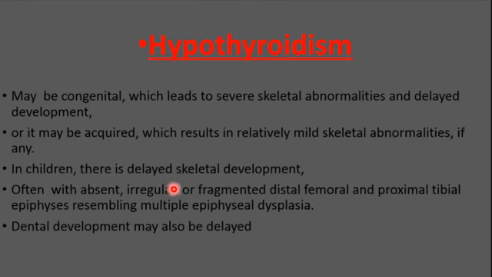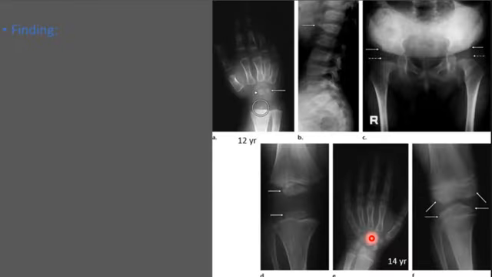Children, there is a delayed skeletal development, often with absent, irregular, fragmented distal femoral and proximal tibial epiphyses, resembling multiple epiphyseal dysplasia. Dental development may also be delayed in hypothyroidism. This is a case of hypothyroidism.